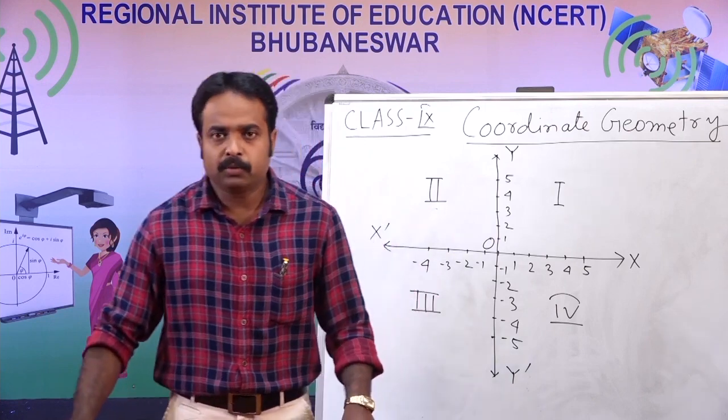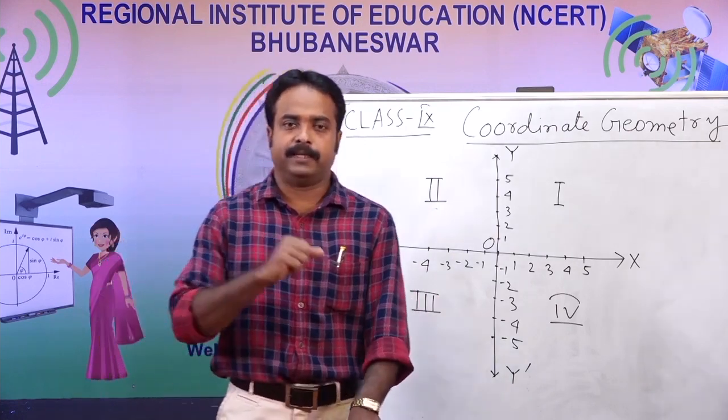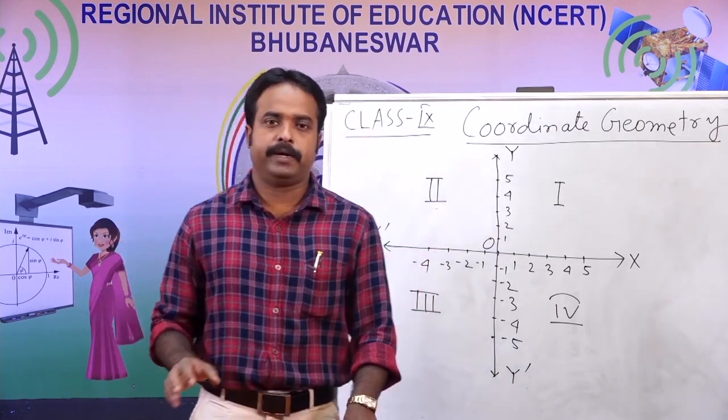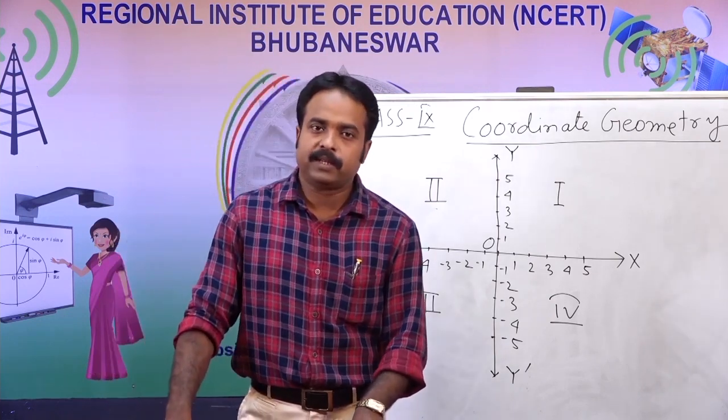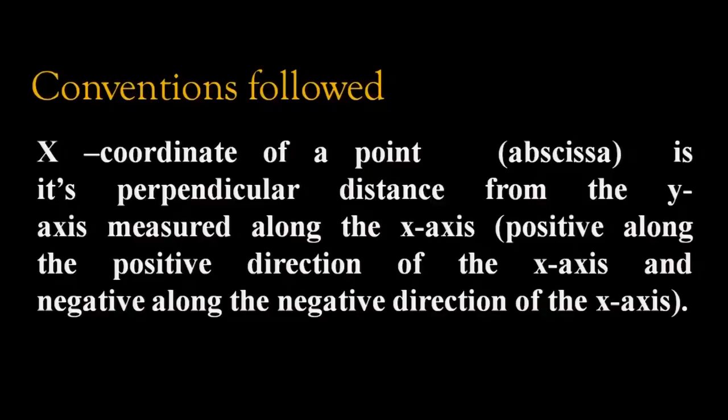Now we usually follow some conventions in coordinate geometry. What are these conventions? First, the x coordinate of a point, which is also called the abscissa, is its perpendicular distance from the y-axis measured along the x-axis, positive along the positive direction of the x-axis and negative along the negative direction of the x-axis.